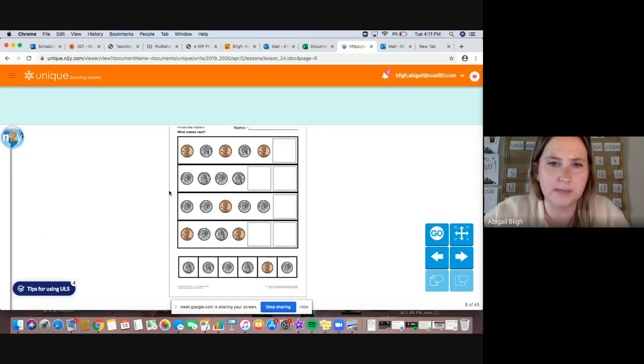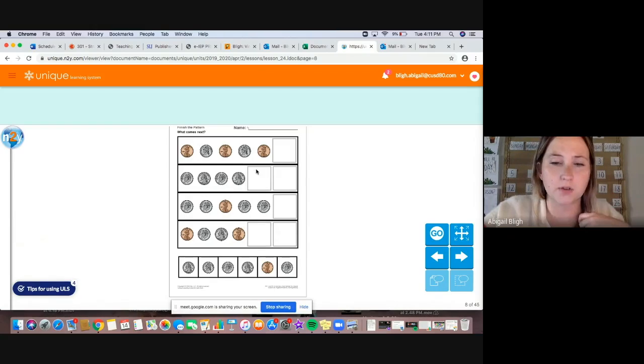This one's kind of hard to see. I have a dime, and then I have a quarter, and then I have a dime, and then I have a quarter. And then I'm going to have a dime, and then a quarter. So that's how the pattern goes. Listen to me say it. Dime, quarter, dime, quarter. The next one will be dime, the next one will be quarter.